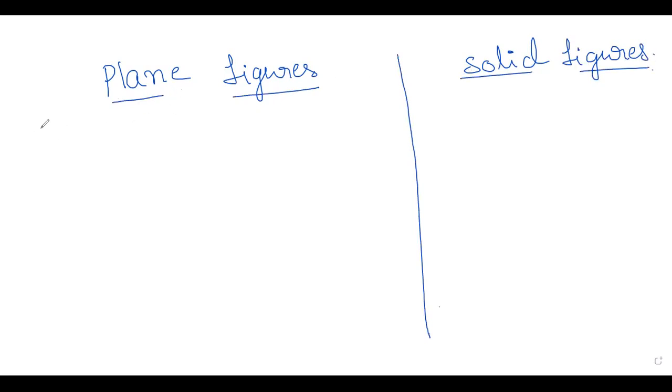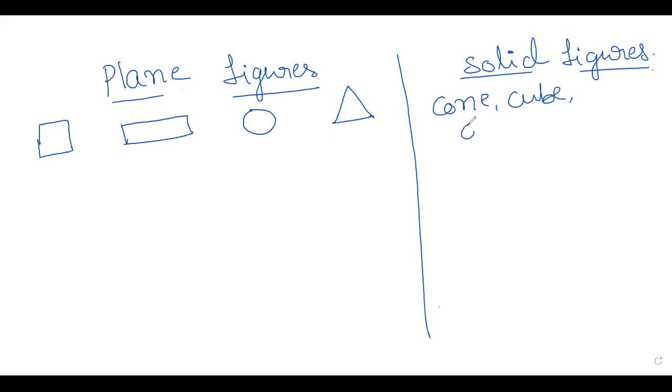Here are examples of plane figures. You know which are plane figures, right? Square is a plane figure. Rectangle is a plane figure. Circle and triangle. See, all these are called plane figures. Here, cone, cube, cuboid, cylinder. These are called solid figures.